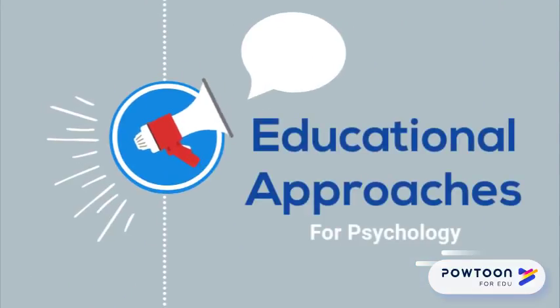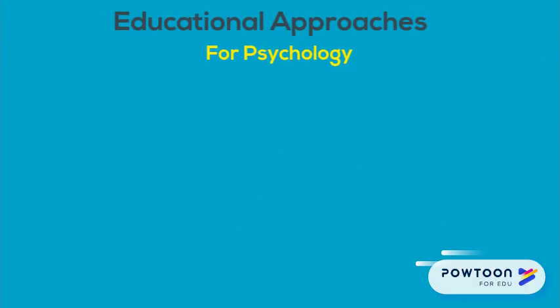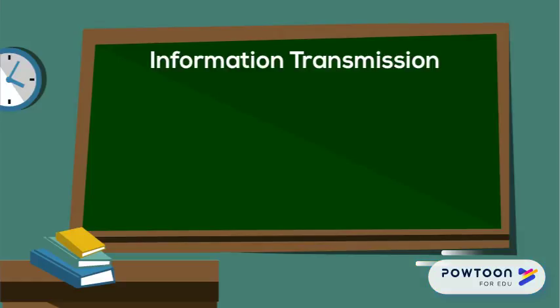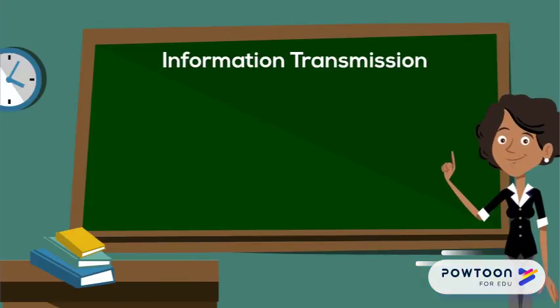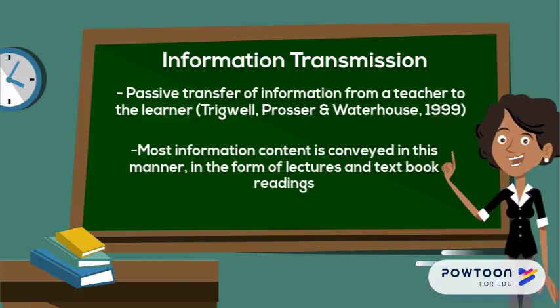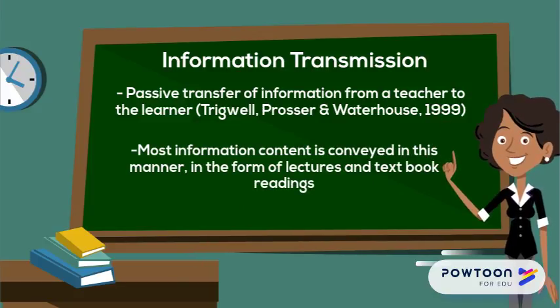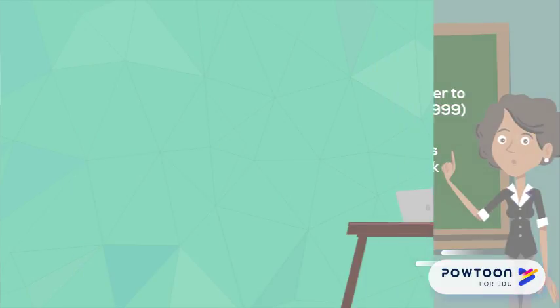This brings us to the educational approaches relevant to the field of psychology. These are information transmission, behaviorism, and social constructivism. Information transmission is a passive transfer of knowledge where the teacher acts as a primary source of information. Psychology is a content-heavy course, and most information is conveyed this way in the form of lectures and textbook readings.